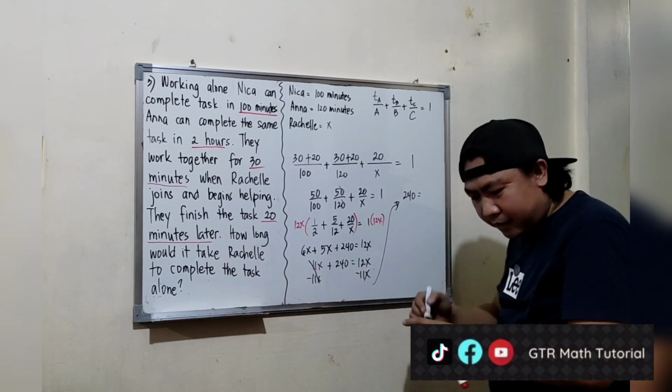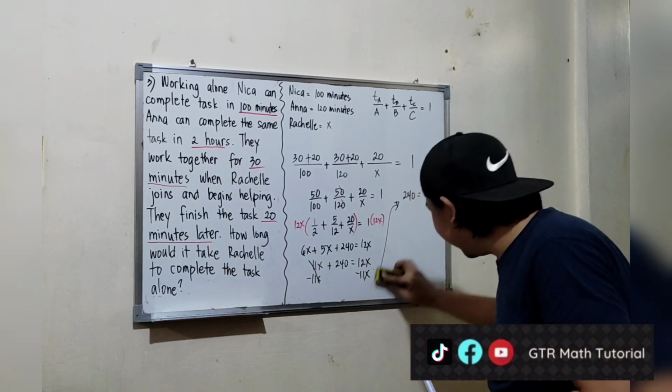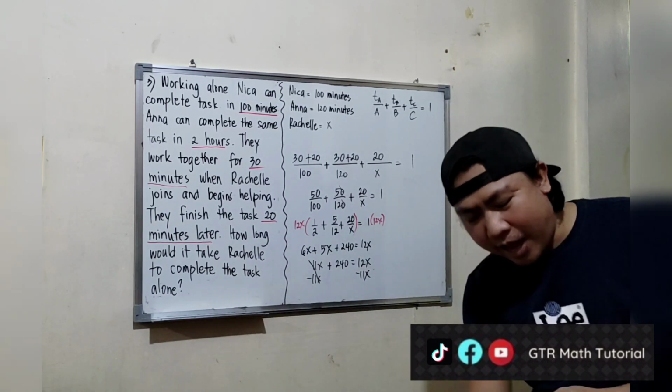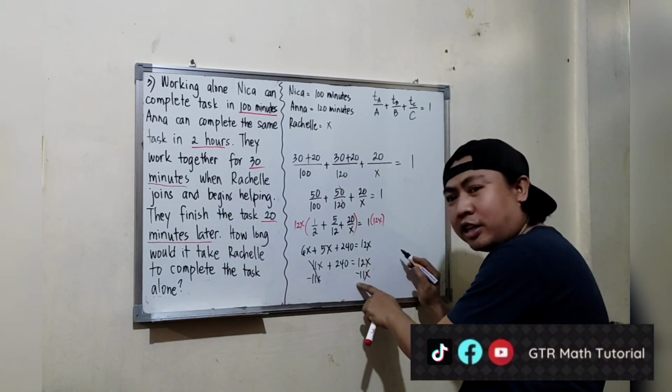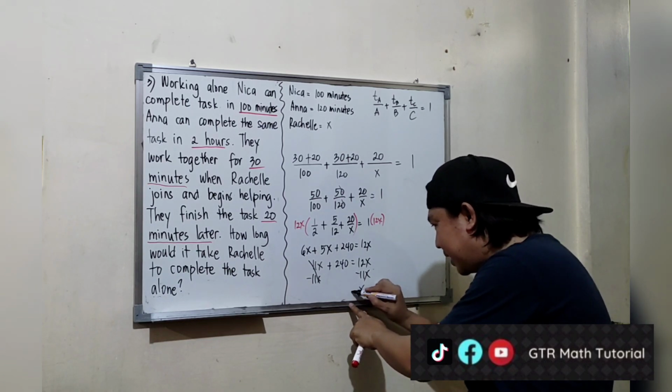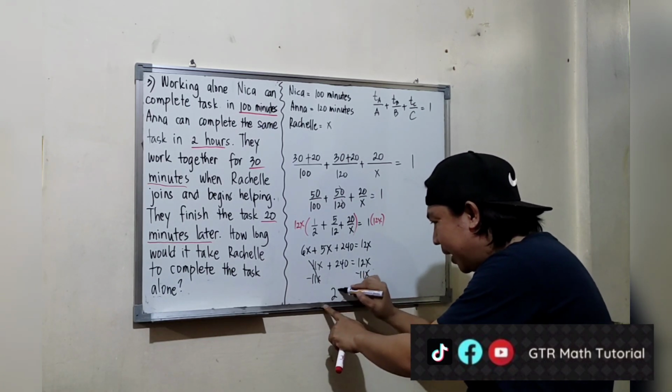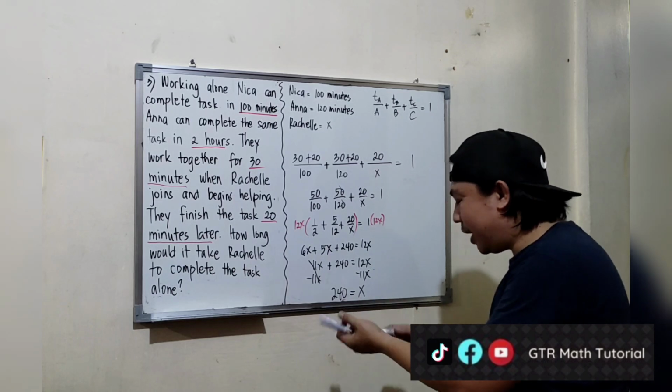O, tapos na pala eh, no? So, huwag na natin ilagay dito. Tapos na pala. So, we have 12x minus 11x. So, that will give us x. So, therefore, we have x equals 240. So, yan ang sagot natin.